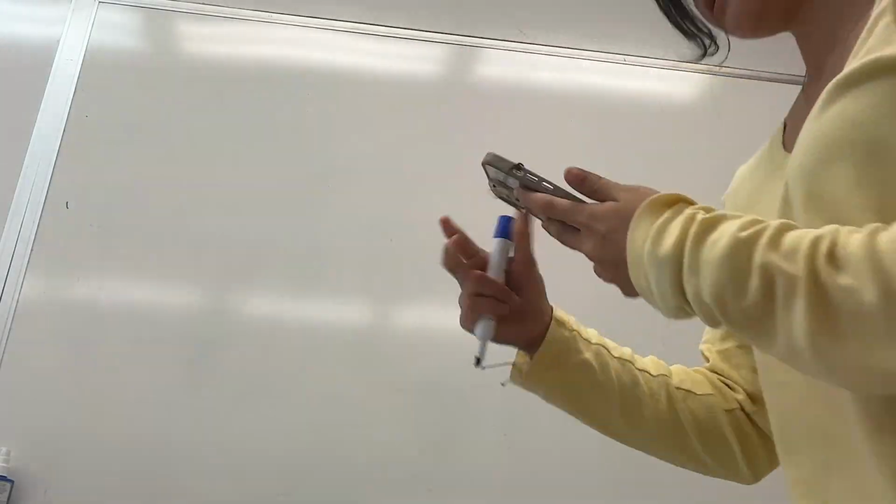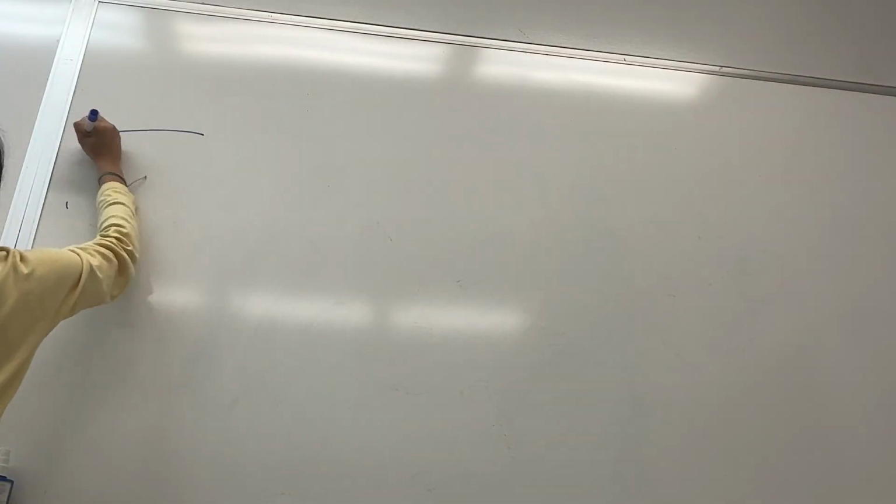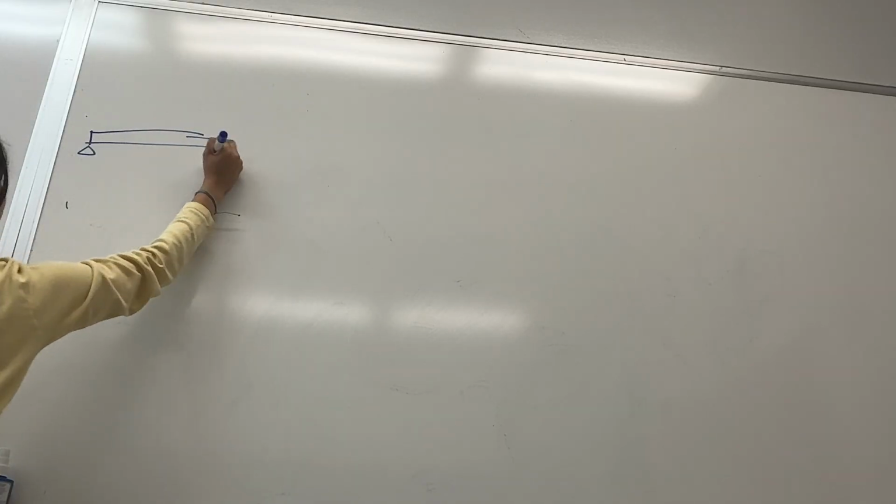This problem, which is RB. If I draw it here, you can see. We have a support here, and a roller support.